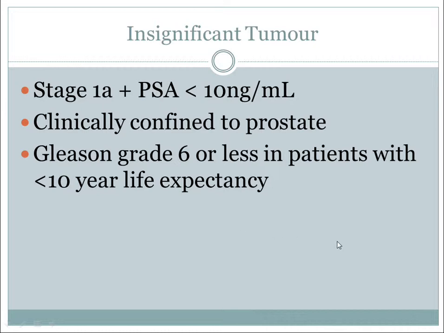Now, I'm not going to explain a whole lot. You can just pause the video and read the slide yourselves. One thing I will say is, with this last criteria here, this last bit of less than 10-year life expectancy was not mentioned in lectures. But the fact is, it is in the criteria, and typically we're talking about patients who are very elderly and patients who are very sick. Okay, so in other words, patients who are very elderly and patients who are very sick with a Gleason grade of 6 or less have what we consider insignificant tumors, and therefore will not be treated.